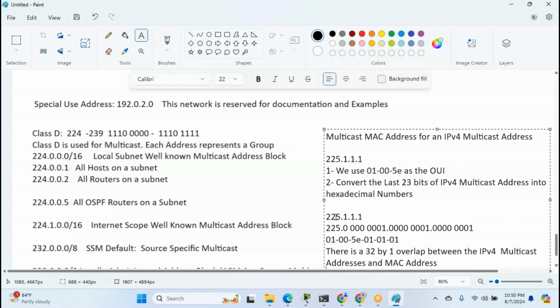Let's say if you make it 224, rest are 111. So 224, 225, 226, 227, 228 up to 239. So there are 16 values. Then if you make the second octet value 129, again this bit will become 1 and the last is 1. We are not considering this bit. Again, we have 16 more multicast IP addresses. So that's why we said 32 by 1 overlap. 32 IPv4 multicast addresses use the same MAC address.